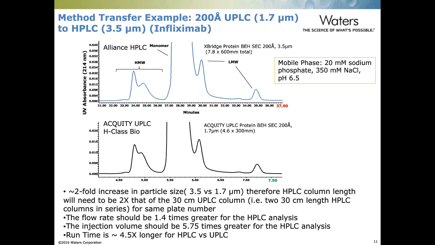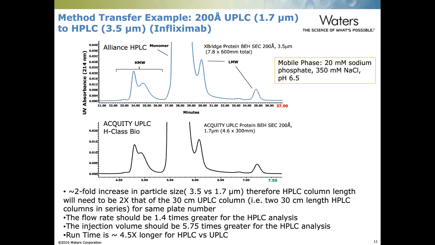This carries on even further as we go to sub-2 micron particles. On the top separation, we have our previously seen 3.5 micron 200 angstrom X-bridge column, and what we've done here is run two of these in series in order to get the same plate number as we have on the bottom separation, which is our UPLC 1.7 micron particle column. So ultimately, you can see that we get very comparable resolution between these two separations.